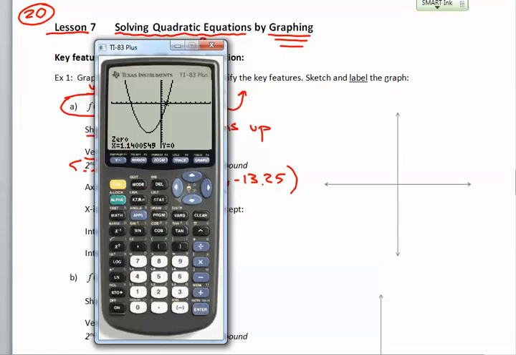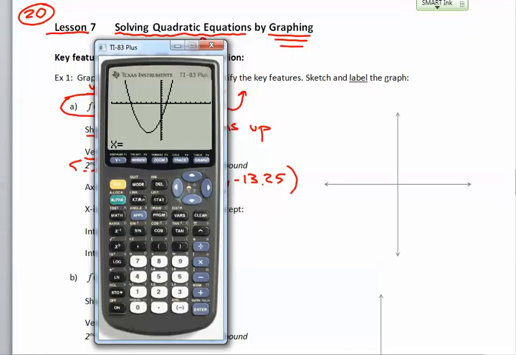The next thing it asks for is a y-intercept. Here's how we do the y-intercept. We're going to go to second calc, and this time we're going to go to value. What that's going to do is allow me to put in an x value, and it's going to calculate the corresponding y value for this function. What do I know about my x value at the y-intercept? At the y-intercept, the x value is always going to be equal to what? 0. Good job, Sam. It's always going to be equal to 0 because I'm right here on my y-axis.